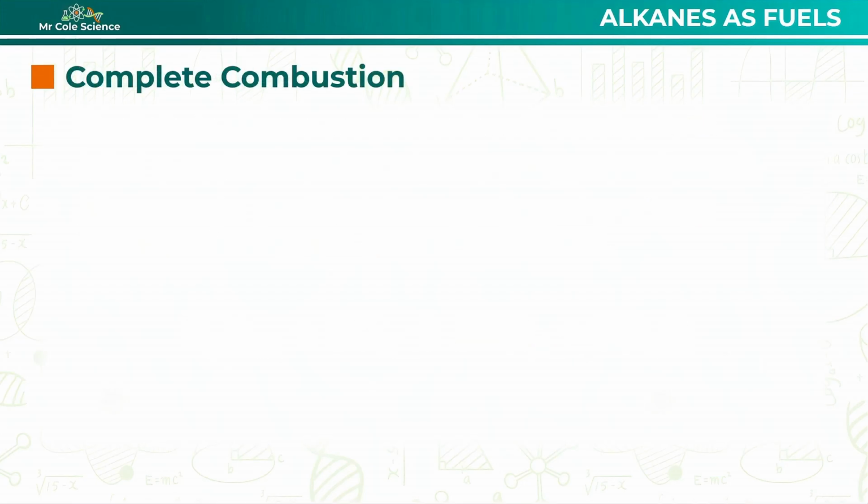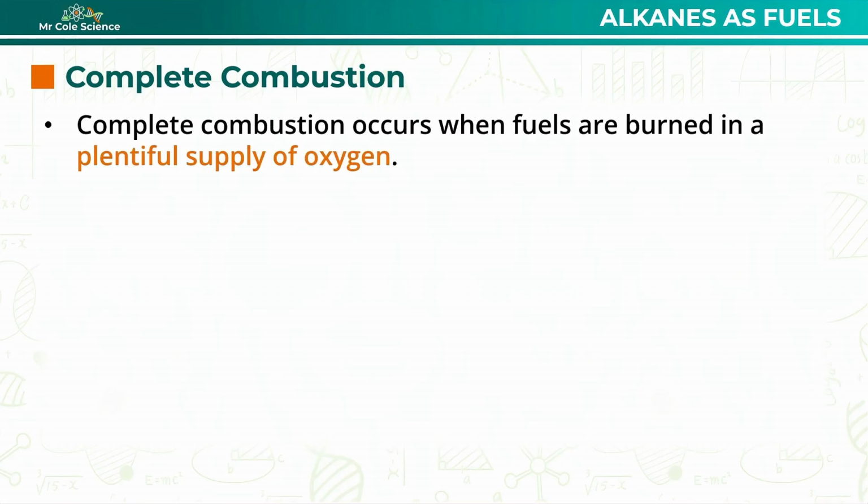We've already said that combustion is the reaction of a fuel with oxygen, but for combustion to be complete, there must be a plentiful supply of oxygen. In other words, there needs to be enough oxygen available for every carbon atom and every hydrogen atom in the alkane to be fully oxidized. To see this in action, let's start with the simplest alkane, methane. Methane has the molecular formula CH4. If methane combusts completely, what product should we expect?